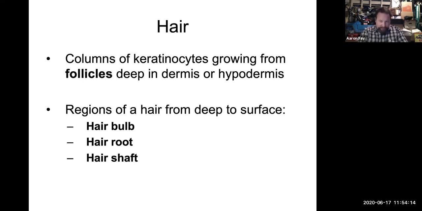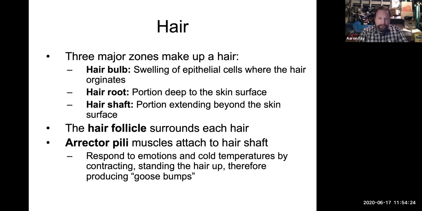It's important to recognize that people often confuse root with bulb. Let's cut to the picture because I think it'll be a little more clear. The hair bulb is where the hair is actually being created. So the bulb and the root are two different things. The root is the entire portion of the hair that's underneath the skin. And the shaft is the portion of the hair that extends outwards beyond the surface of the skin. The hair follicle is the tissue surrounding the hair itself.